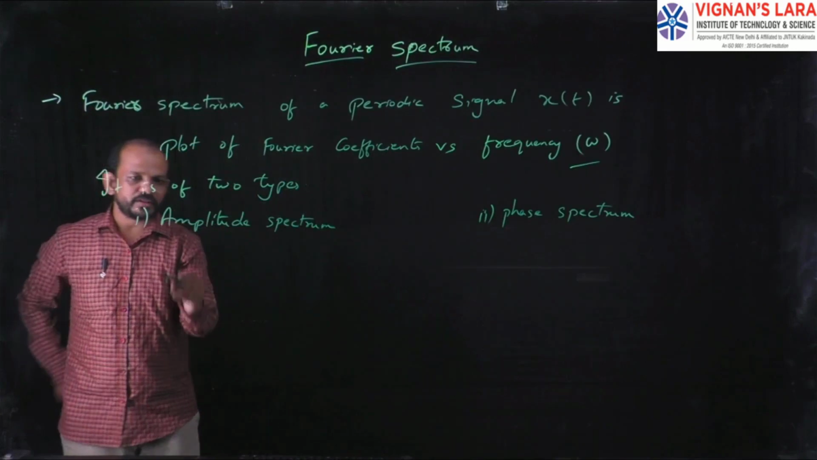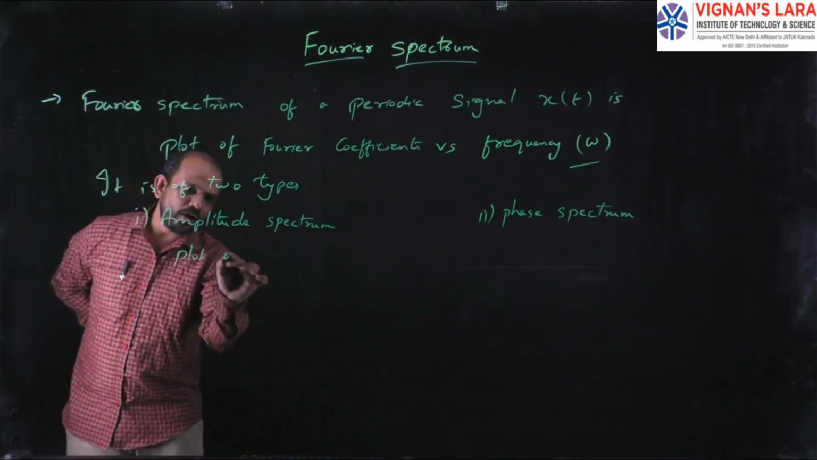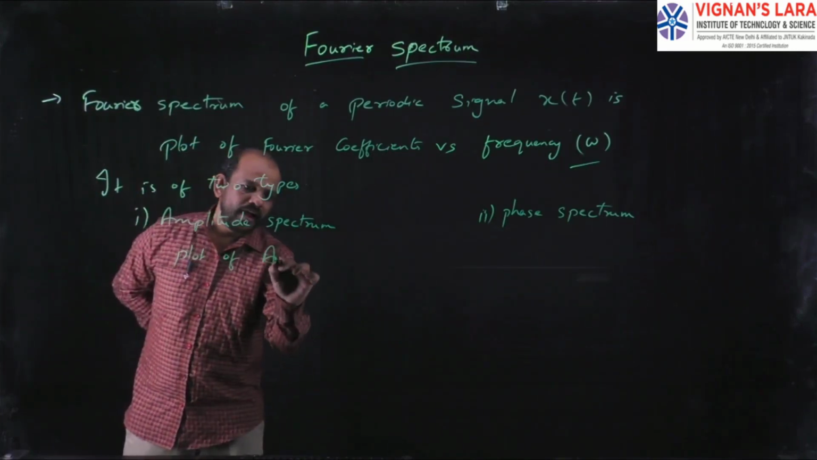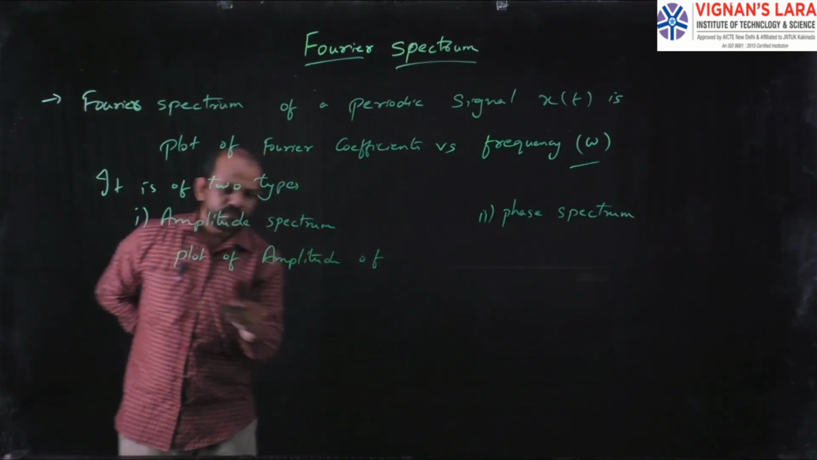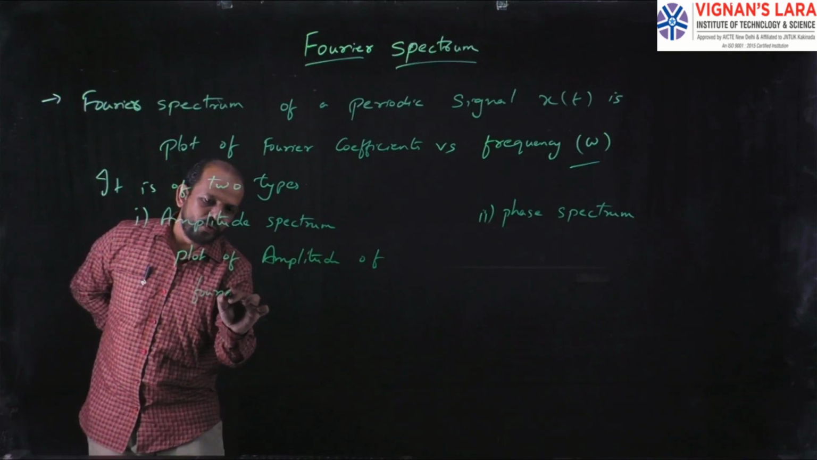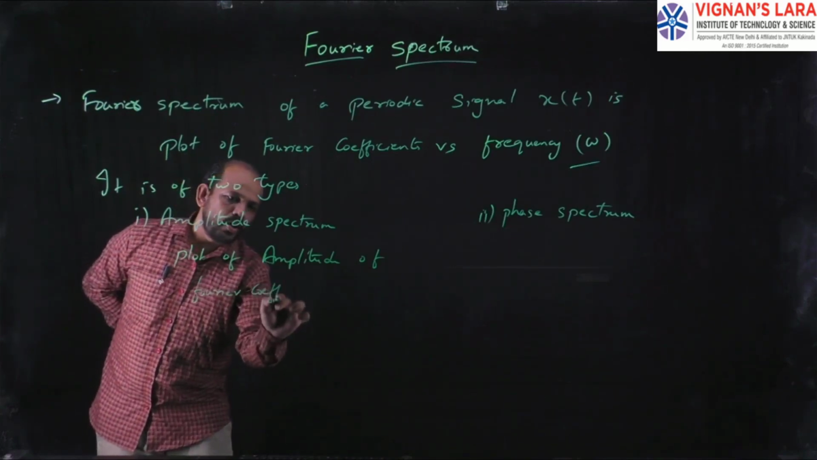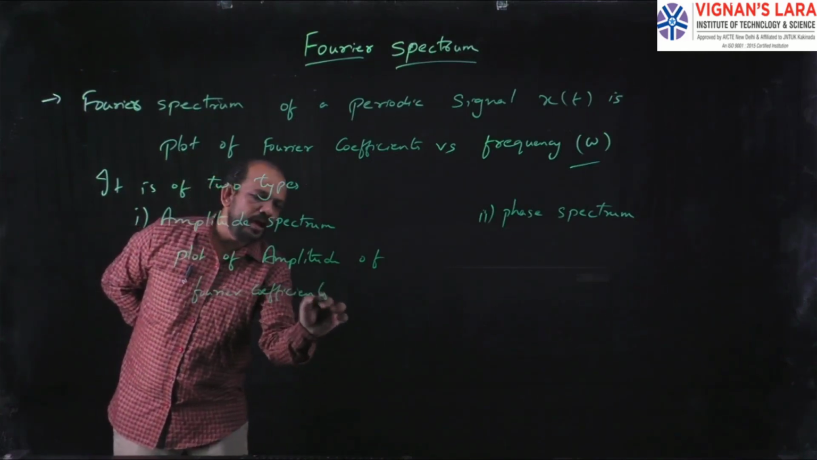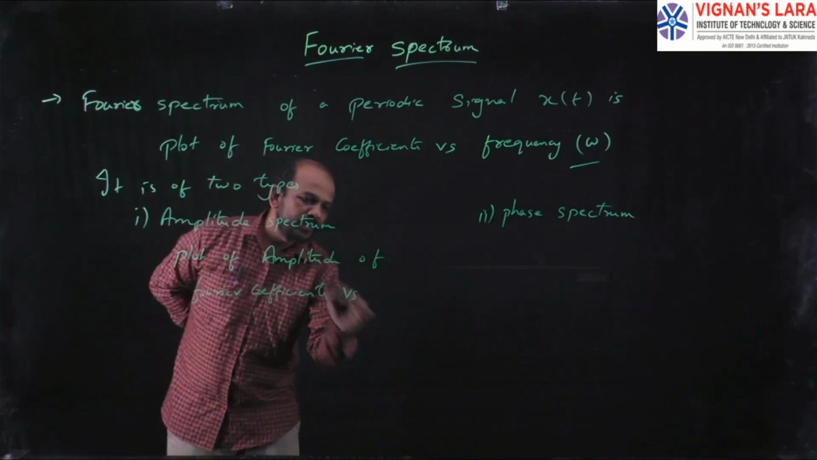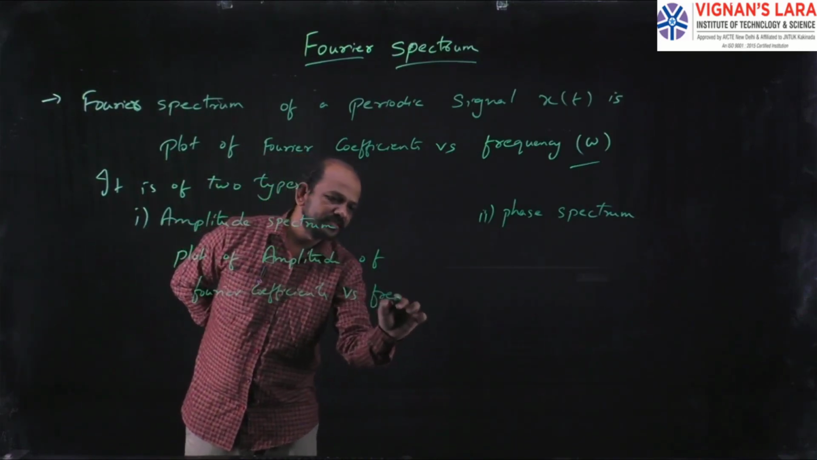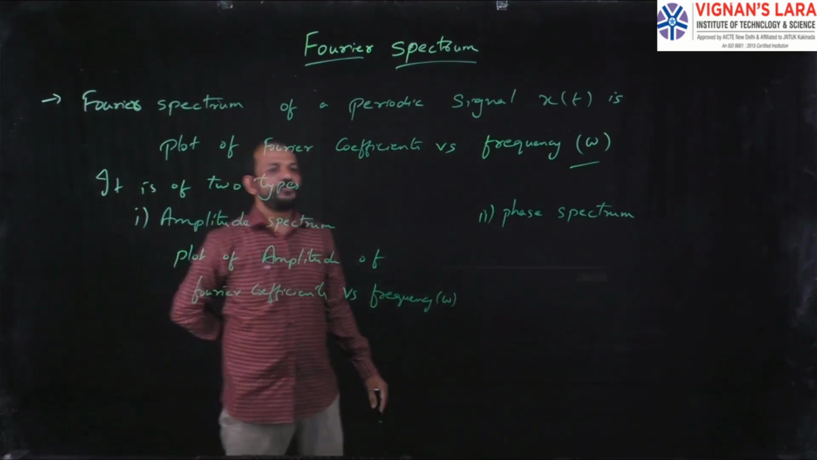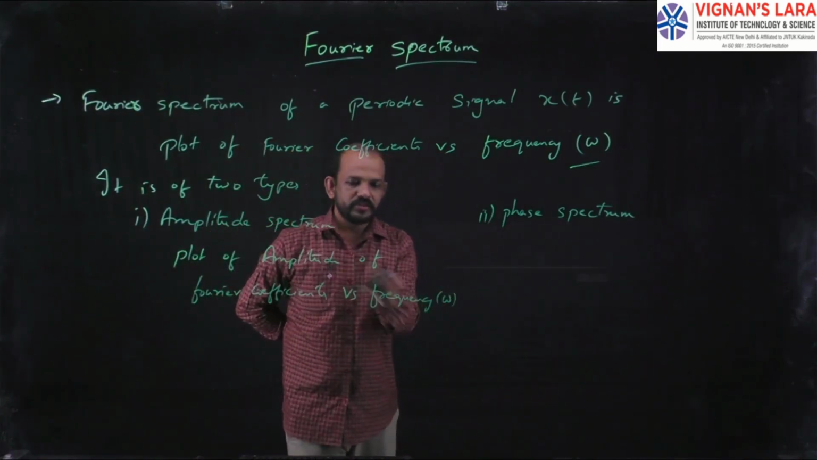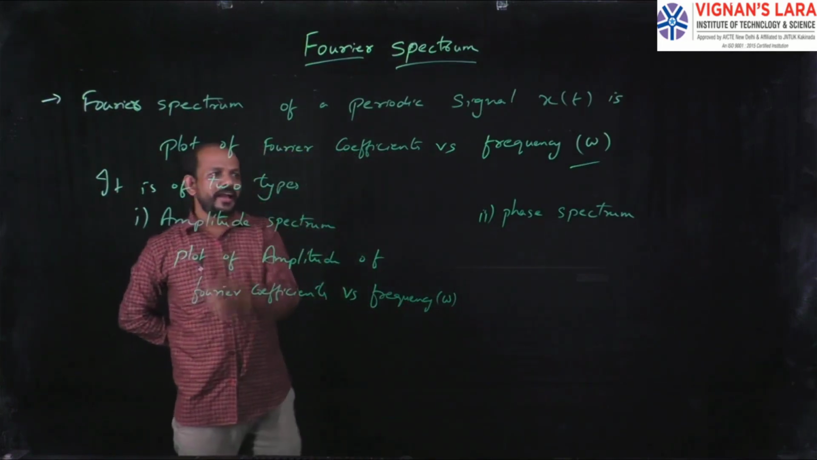The amplitude spectrum is nothing but the plot of amplitude of Fourier coefficients versus frequency. So the graph for these two will give the amplitude spectrum.